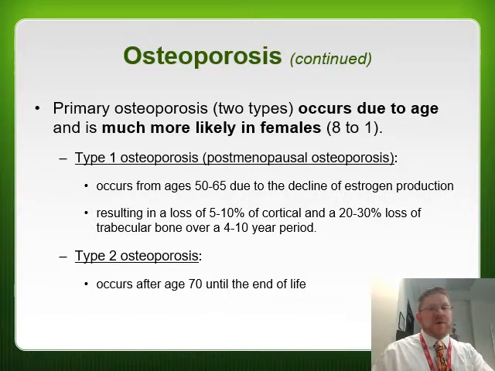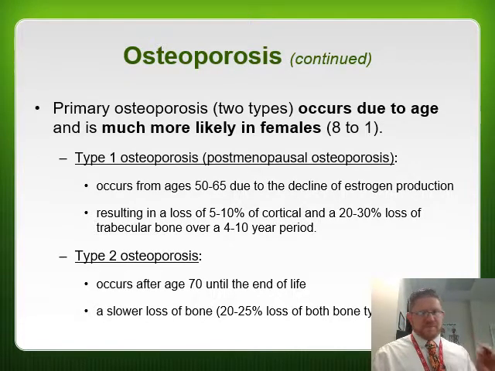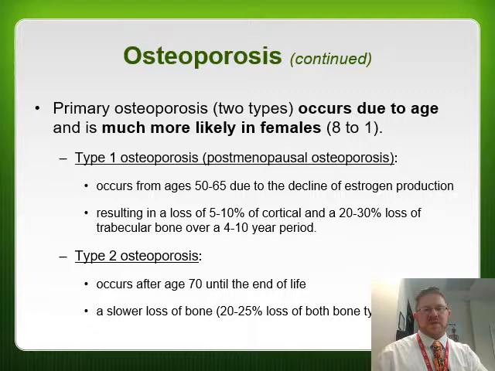Type 2 osteoporosis is what occurs after the age of 70, so this is not just postmenopausal anymore, but it's a slower loss of bone. So we're only looking at 20 to 25% loss of both bone types during this time, as opposed to the widely varying issues that go on in that postmenopausal period. But it's still an issue. Again, prevention is key, and maintaining good bone health.